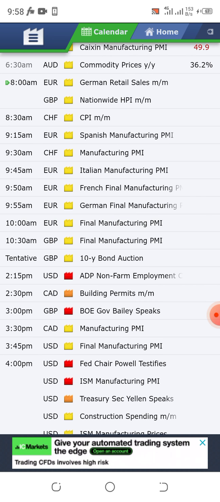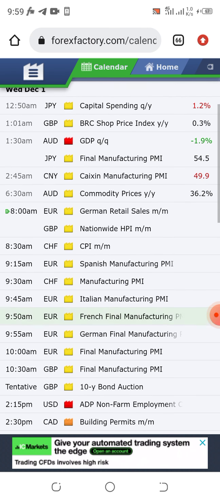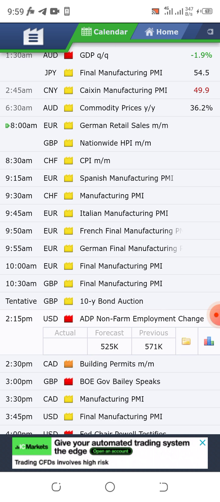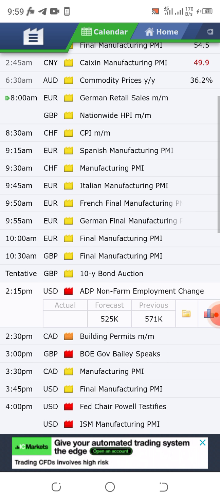You can see now, as at 2:15 p.m. today, we have the ADP non-farm payroll news, which is the news that we are going to be monitoring, that I told you will affect the market. As you can see now, this is their forecast, this is their previous, then we are waiting for the actual result by 2:15.